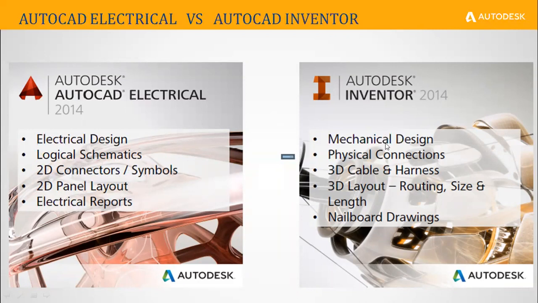So what we can do in Autodesk Inventor is see the physical connections. This is your 2D layout, where we can see our layout only in 2D. But in Inventor we can see physical connections between the electrical components, and we can also make 3D cable and harness, and finally we can go for nailboard drawings inside your Inventor.